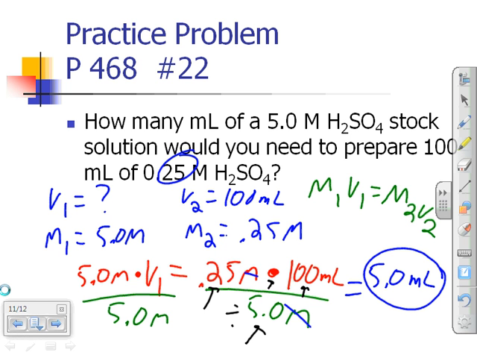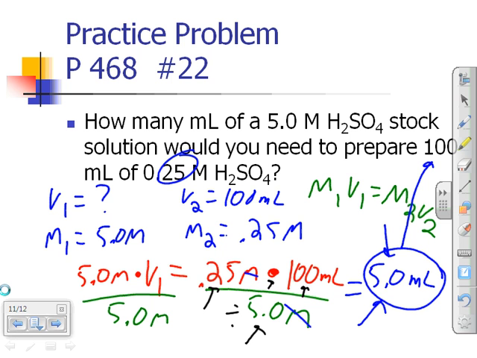One way to check your answer is to look at your answer, your 5.0 milliliters, and then look back at how much you are going to be producing. How much do you want? In this case, we want 100 milliliters. If we want to make 100 milliliters, it says that we need to add 5 milliliters of this stuff.